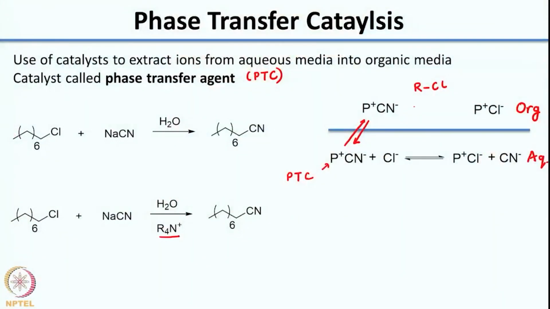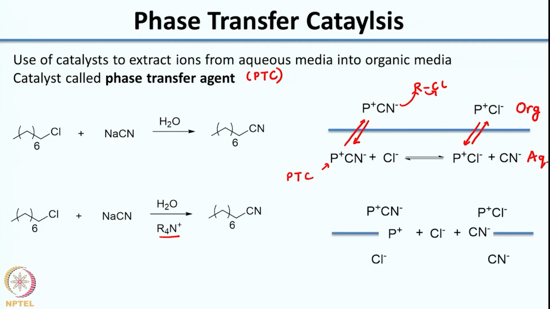It takes it to the organic layer, the CN minus attacks and the reaction takes place, and once the reaction is done you have this salt, where your phase transfer catalyst is coordinated to Cl minus, and that is brought back again to the aqueous layer. And again this is in equilibrium, so you can have this process go on. This is one explanation for the mechanism.